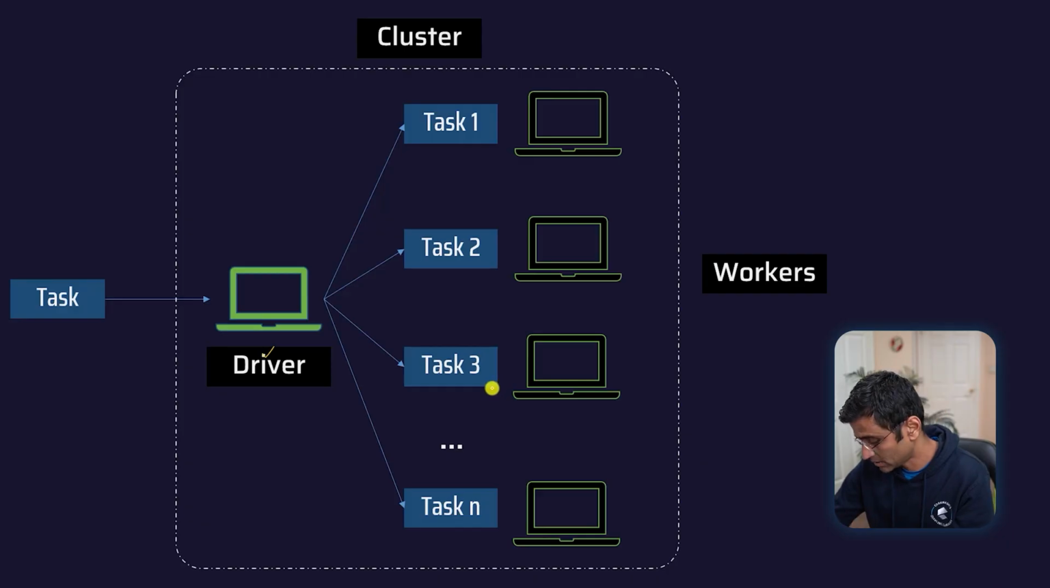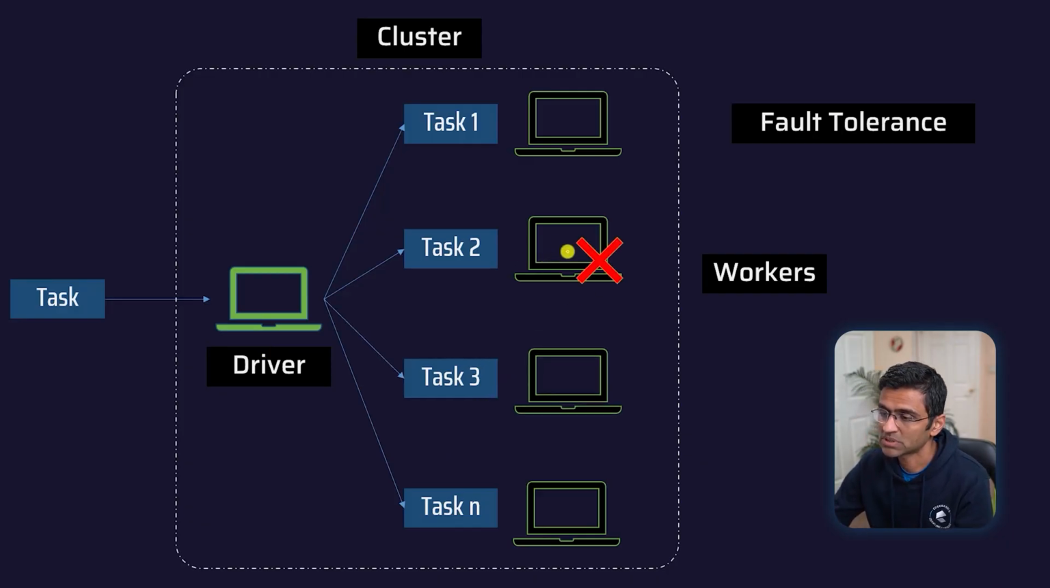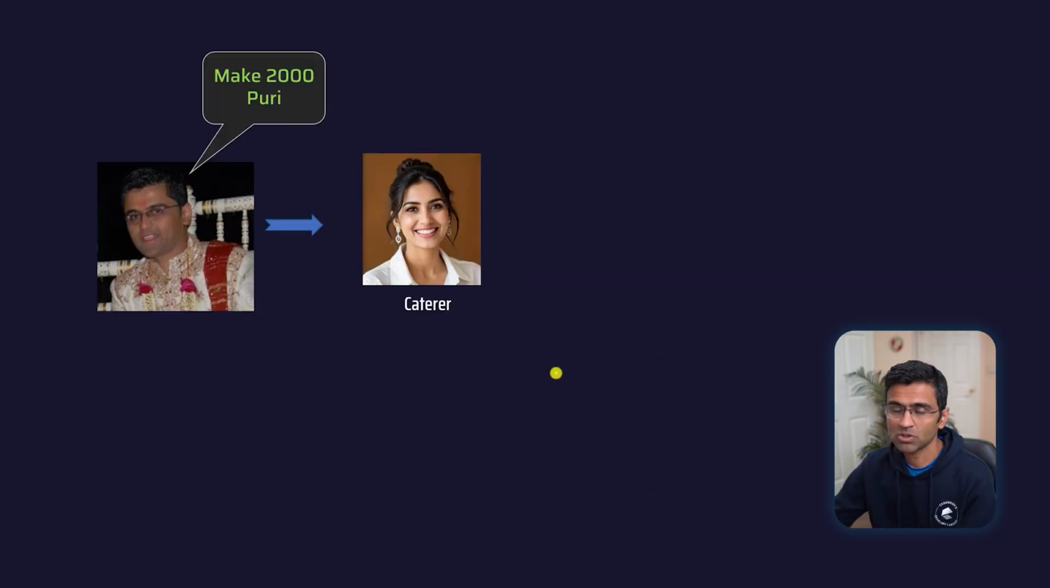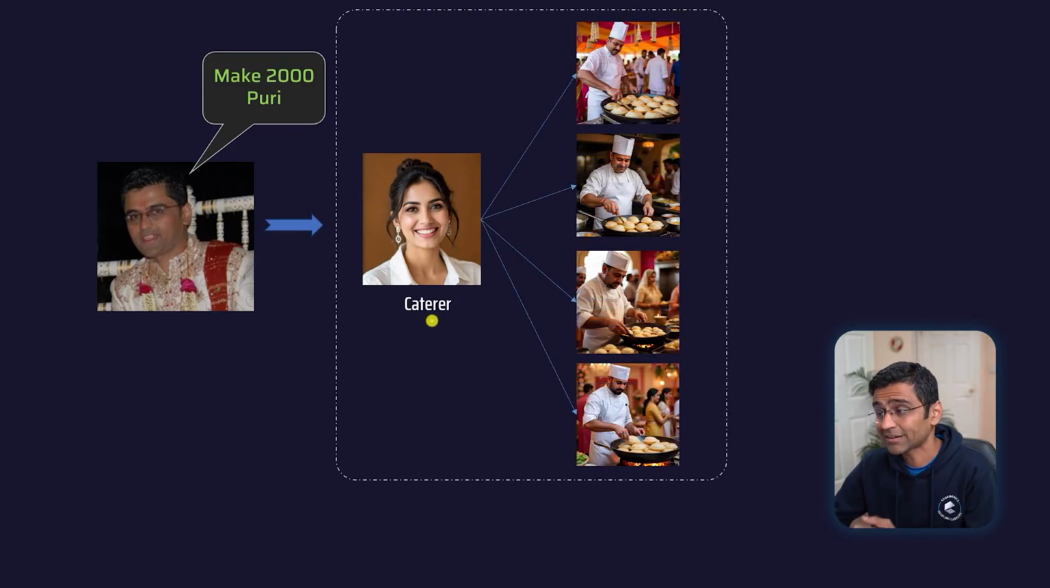And one other benefit, other than efficiency and speed, is that, let's say something happens to this computer, right? It goes down, then this driver or team lead can assign that task to somebody else. So you get something called fault tolerance. It's similar to working in a team: one of your teammates is sick and your team lead will assign the task to some other team member, or they will hire a new person. Okay, so going back to my wedding example, if I want to prepare 2000 puris, previously I said I will hire 4 chefs, but instead of hiring 4 chefs, how about I hire a caterer? And a caterer can have multiple chefs.